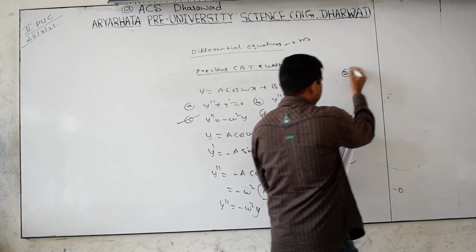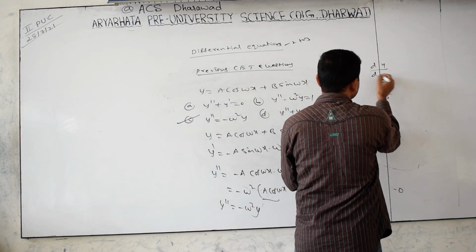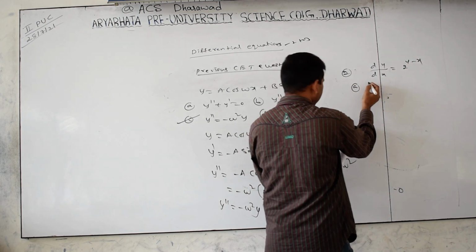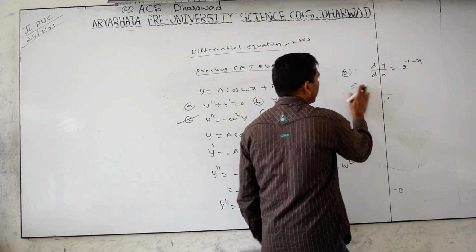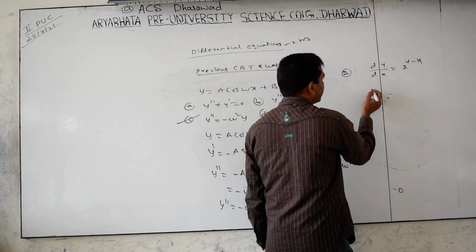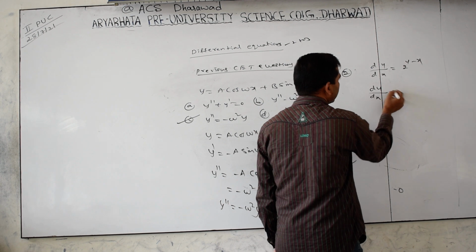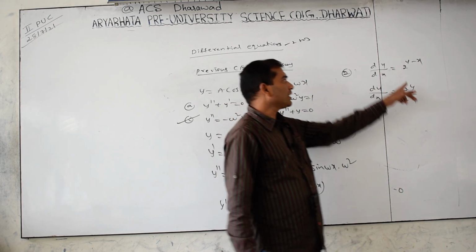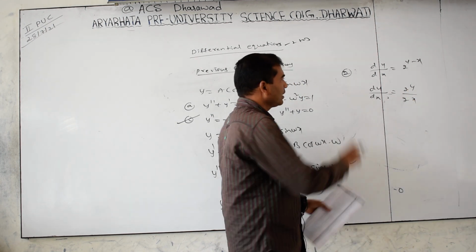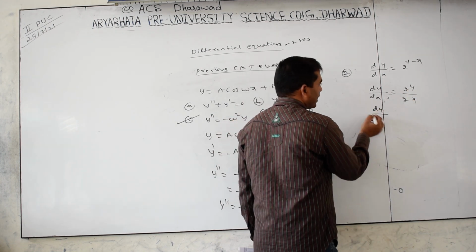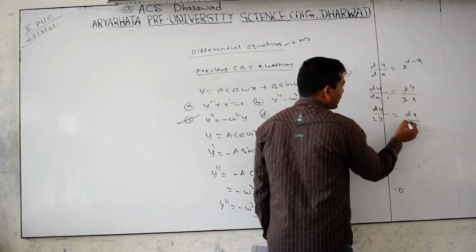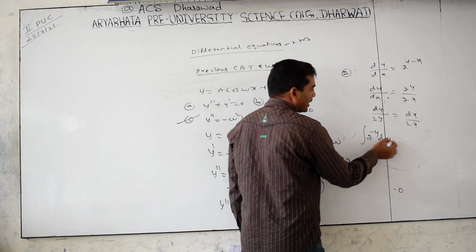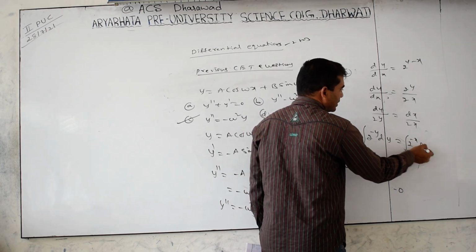Next, the second question: dy by dx equal to 2 power y minus x. Options A, B, C are there. I am going to solve it here. It is variable separable: 2 power y by 2 power x, since a raised to m minus n equals a raised to m by a raised to n. Cross multiply: dy by 2 power y equals dx by 2 power x. Then apply integration: 2 power minus y dy equals 2 power minus x dx.